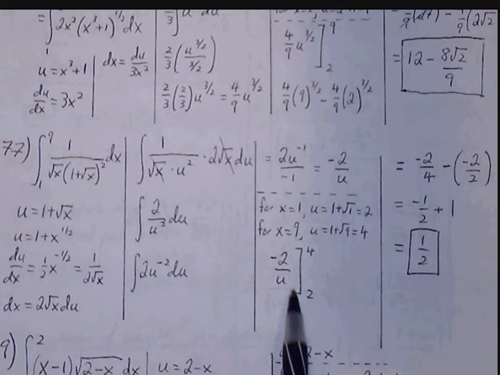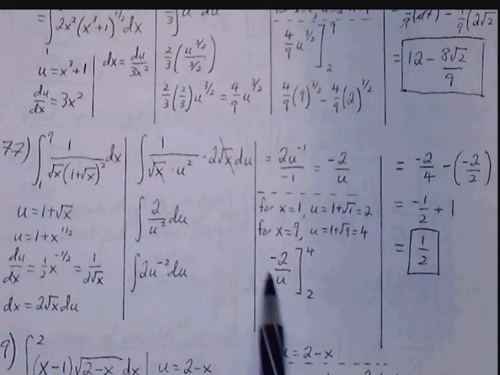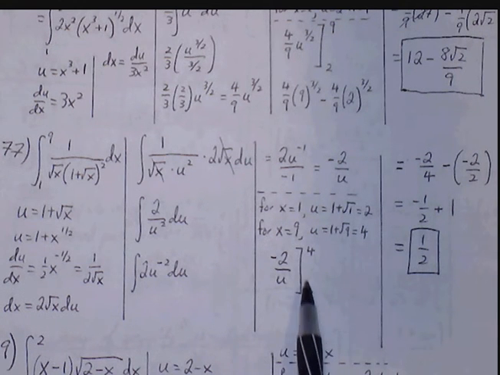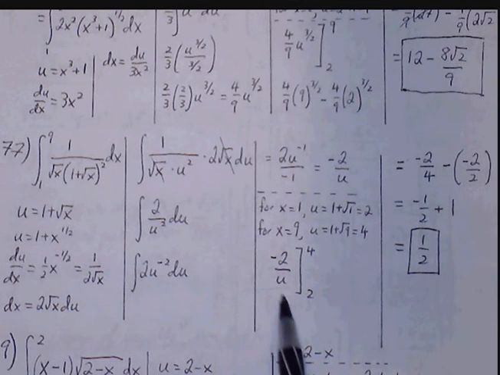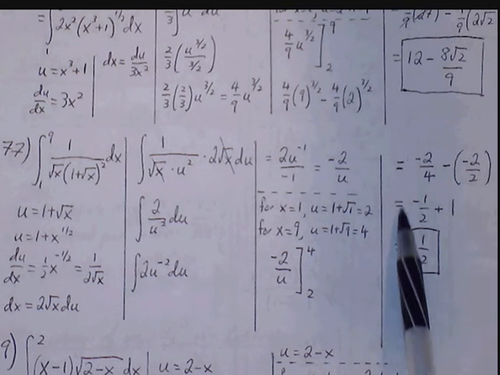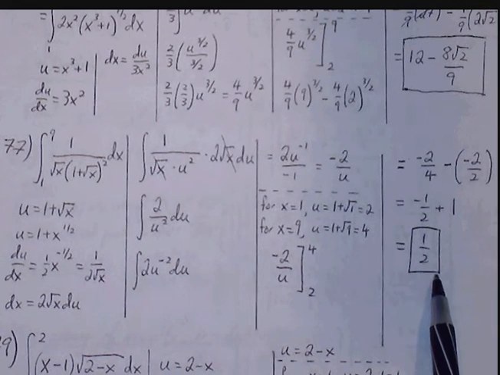So we're going to evaluate our antiderivative using our new upper and lower bounds. Plug in 4, we get negative 2/4, minus, then plug in your lower bound, negative 2 over 2. So negative 1/2 plus 1 is simply positive 1/2.